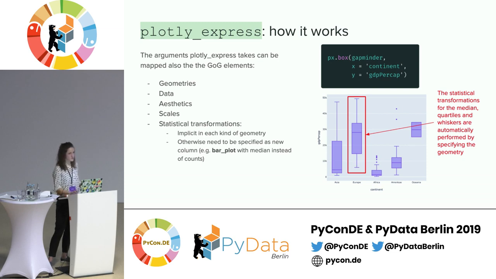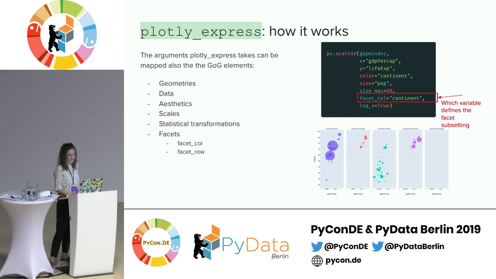Statistical transformations in Plotly Express are implicit in the type of geometry that you choose. You can't necessarily define them directly. So in the example of a box plot, Plotly Express will calculate the median, the quantiles, the whiskers, etc. If you want to do any other kind of statistical transformations, you would have to do them beforehand or outside of the plotting function.